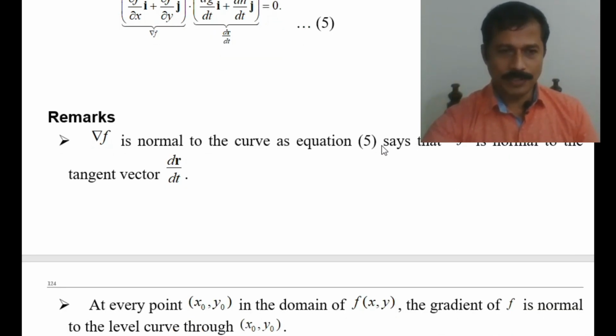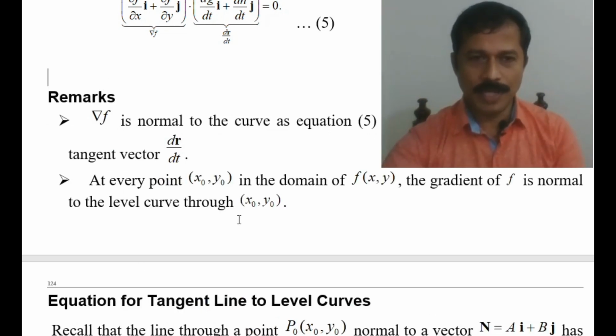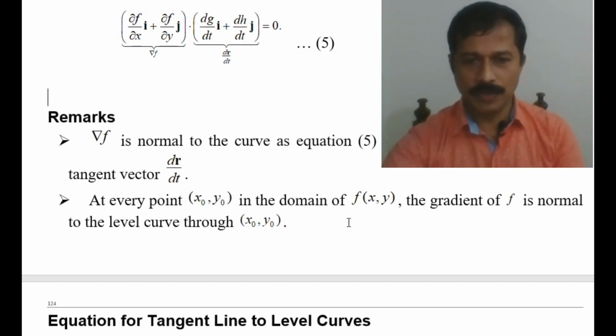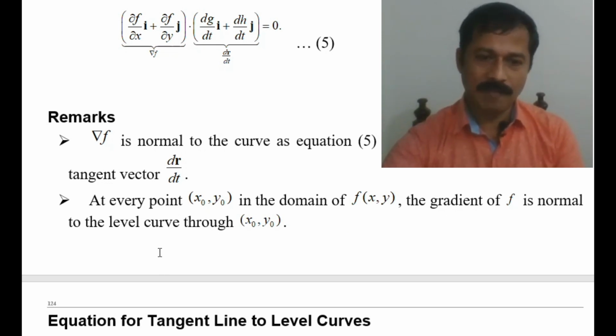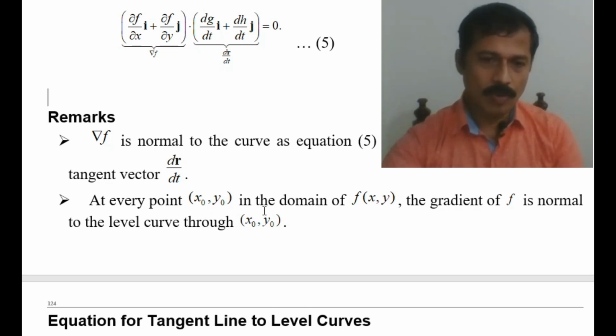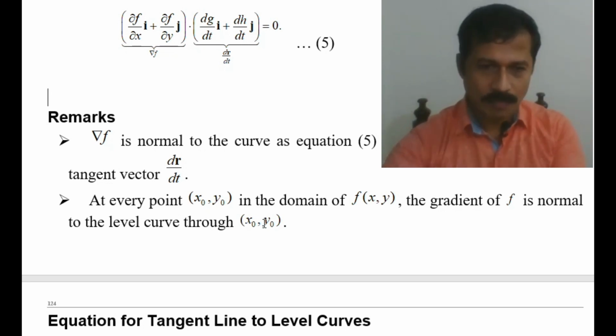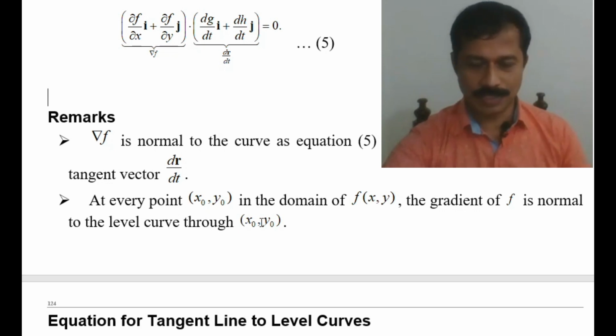Moreover, at every point (x0, y0) in the domain of f(x, y), the gradient of f is normal to the level curve through (x0, y0). What is the level curve? The level curve is the set of all points for which f(x, y) is equal to some constant.